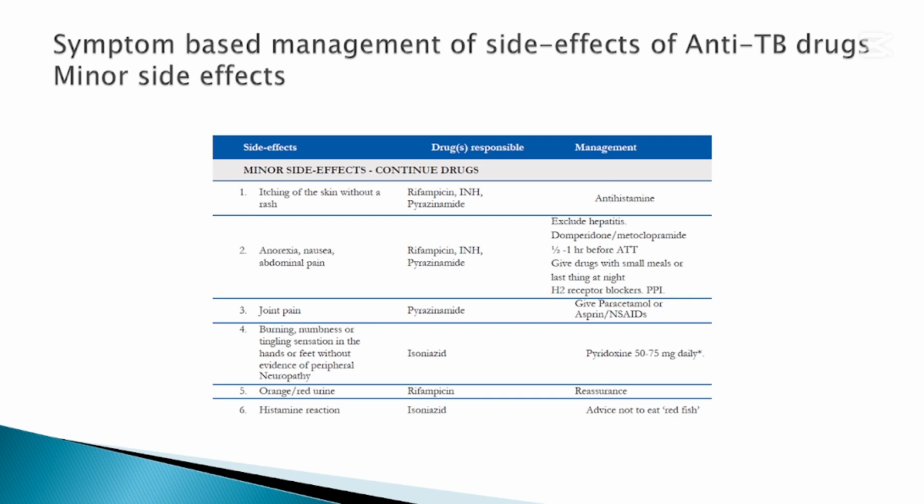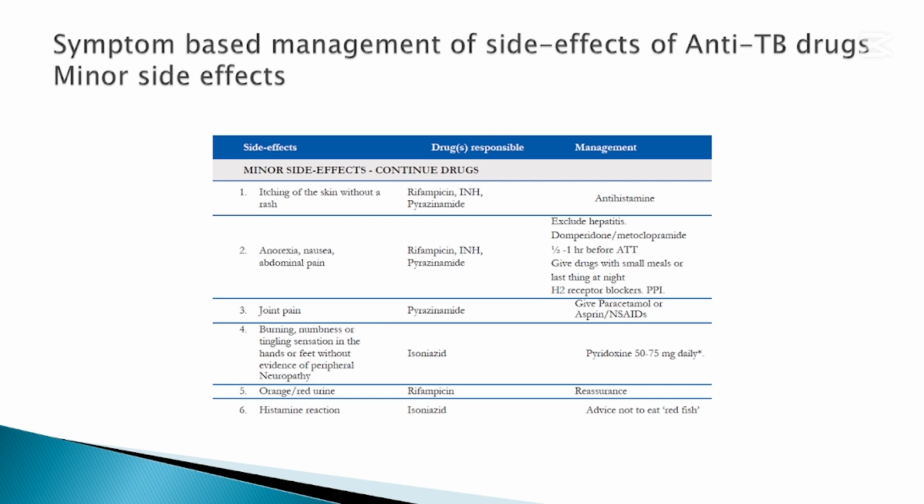If the patient is having anorexia, nausea, abdominal pain, again this can be due to rifampicin, INH, pyrazinamide. It's mandatory to exclude hepatitis. You can treat the patient with antiemetics half to 1 hour before giving anti-TB, or give drugs with small meals or as last thing in the night. The joint pains, again due to pyrazinamide, you can treat the patient with analgesics.